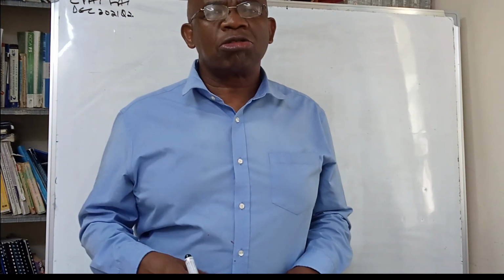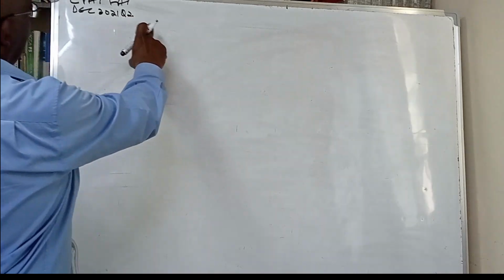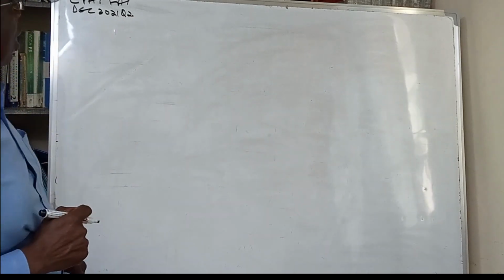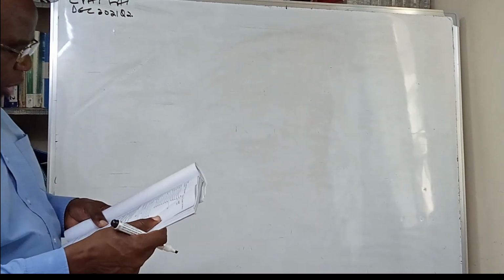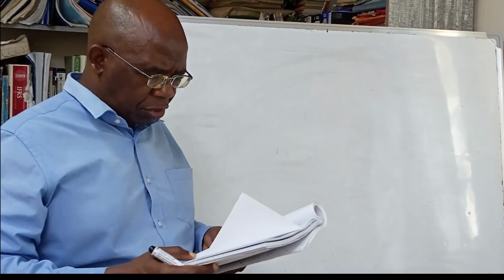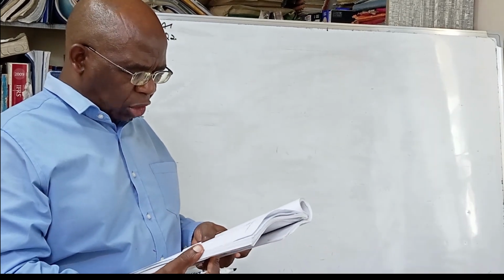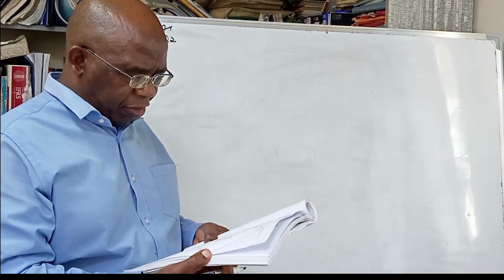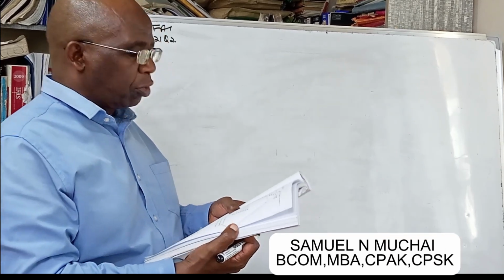Today, I want us to solve a CPA1 Financial Accounting 1, December 2021, question 2. Now, this question requires that we prepare the statement of profit or loss for the year ended 30th of June 2021, which takes 10 marks, and the statement of financial position as at 30th of June 2021, which earns you 10 marks, a total of 20 marks.